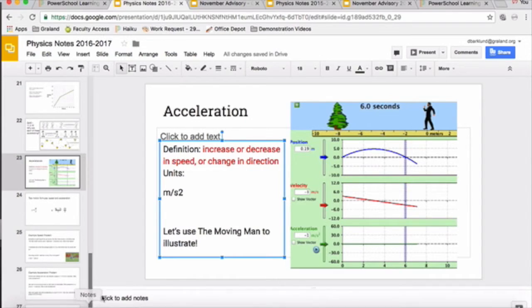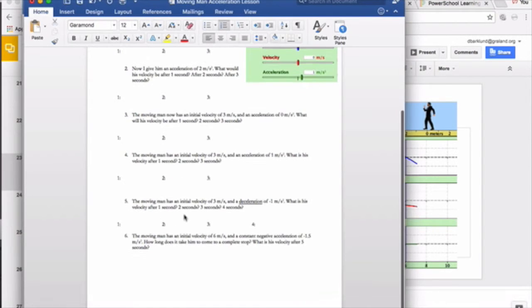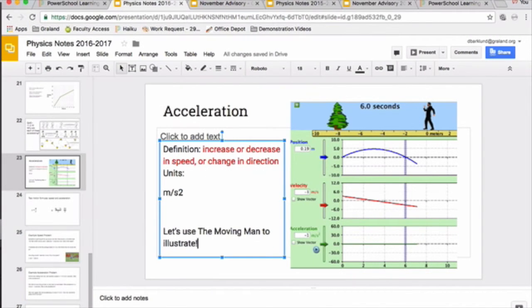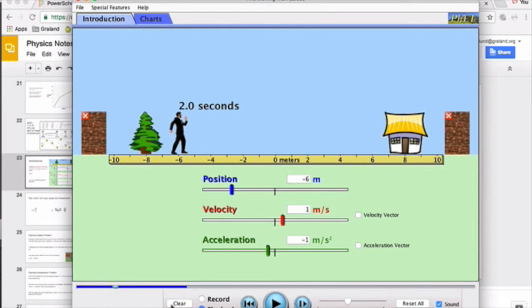And finally, the last example is if they've got an initial velocity of 6 meters per second and a constant negative acceleration of -1.5 meters per second squared, how long does it take for him to come to a complete stop? Once again, you might want to stop this and make that prediction before you see me do that. So let's head over here and clear and start at -10 again. Velocity of 6, acceleration of -1.5, and let's play that.